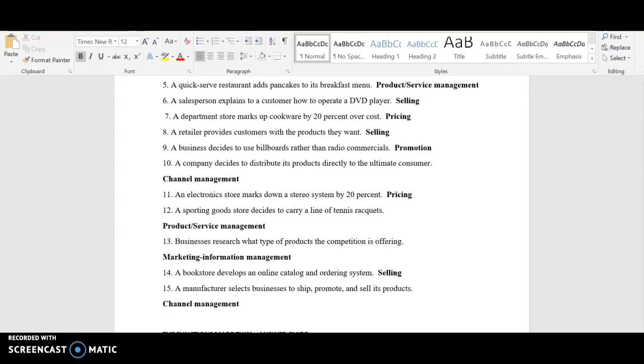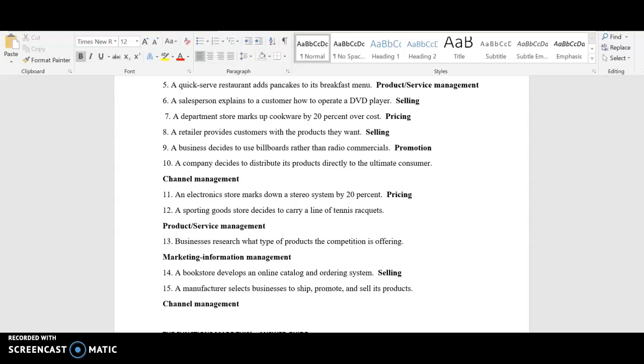Number 11, an electronic store marks down a stereo system by 20%. This is, again, focusing on the pricing function of marketing. Number 12, a sporting goods store decides to carry a line of tennis rackets. This is product service management because they're going to be offering a particular brand of tennis rackets. Number 13 states businesses research what type of products the competition is offering. So research, anything with data collection, is market information management.